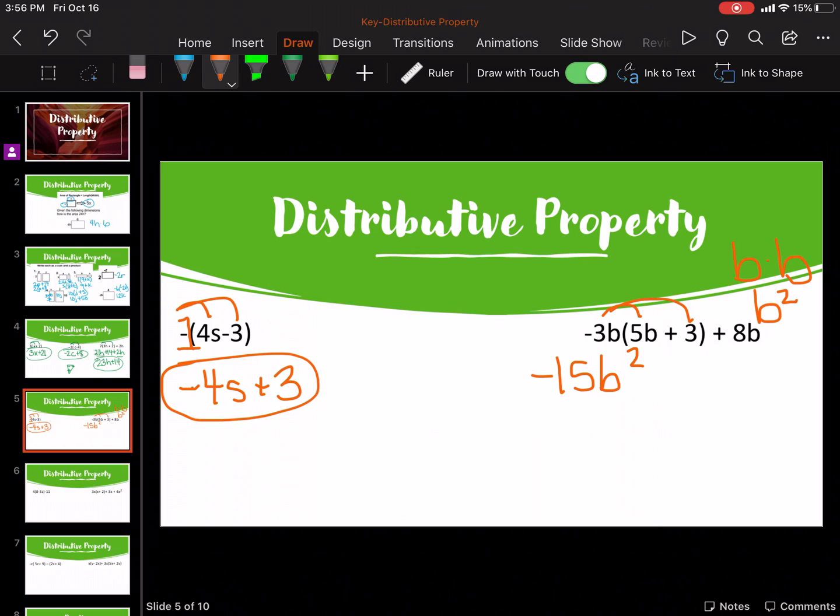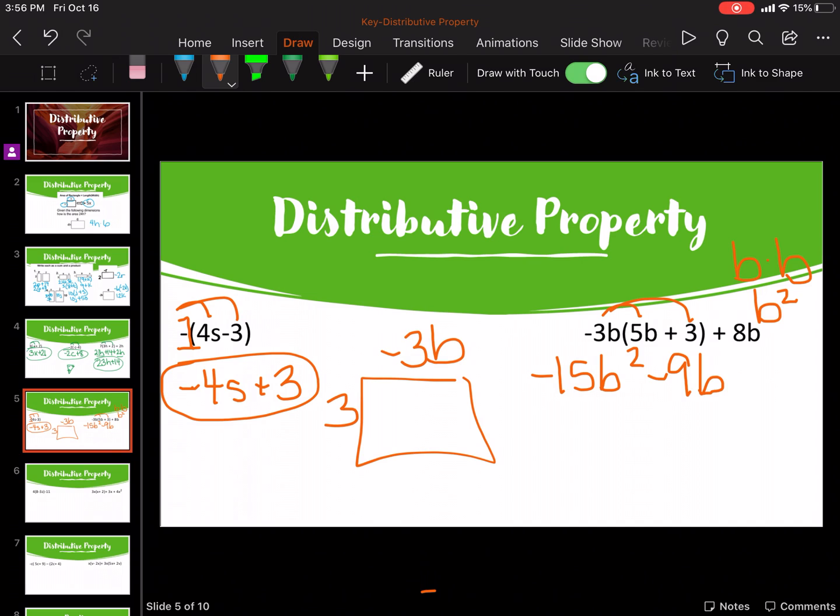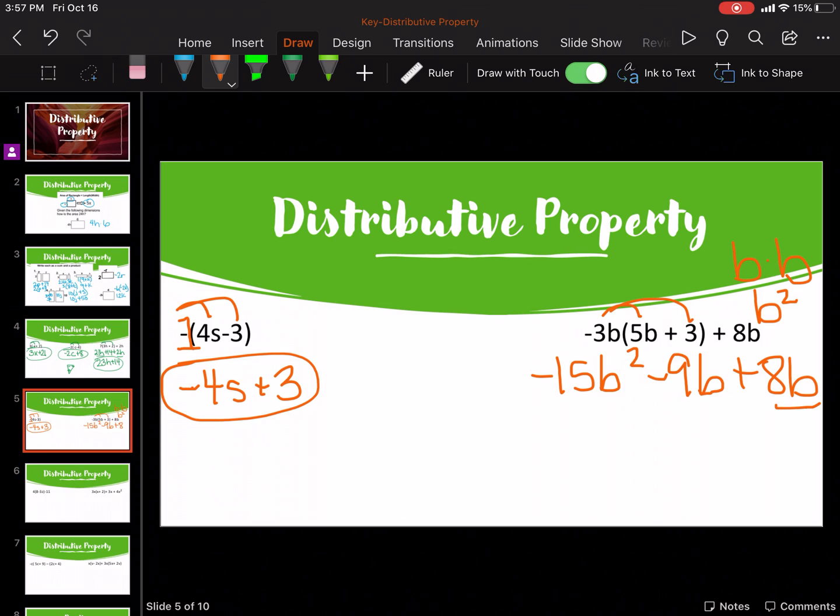9b, because there's not another b, so it's not b squared, it's just times 1. Because if you think about it, in your array, if it was negative 3b times 3, see how you would only get the 1b? But before, we had the negative 3b, so it was both, b times b. Okay. And then plus 8b. We can combine these like terms. Negative 15b squared. And then it's negative 9 plus 8, which would be negative b or negative 1b.